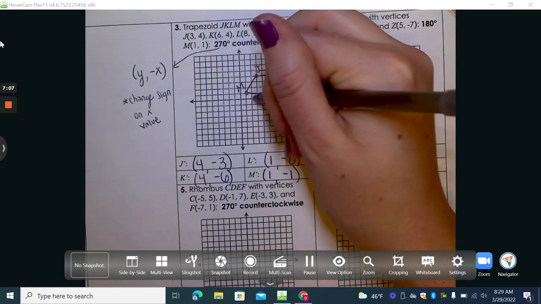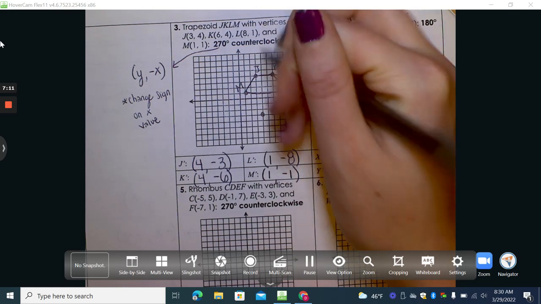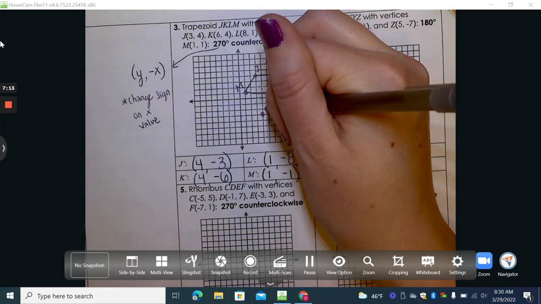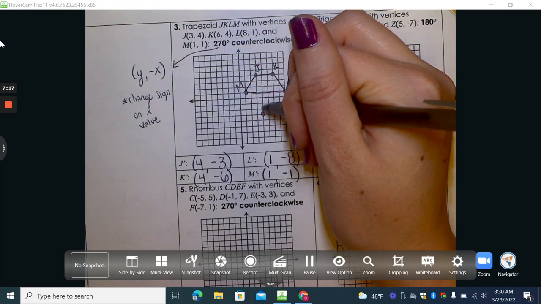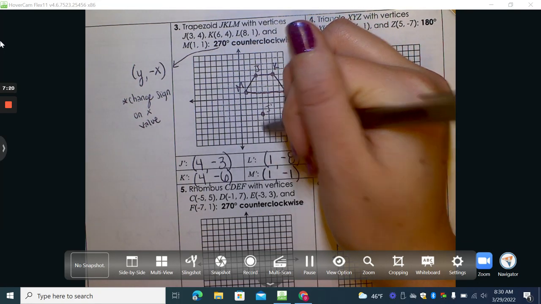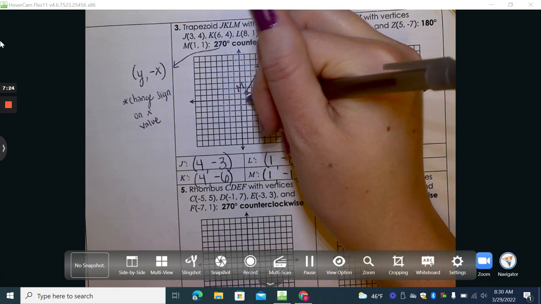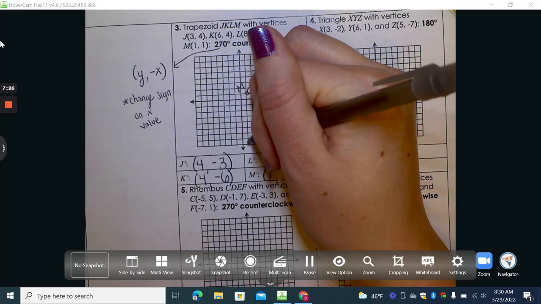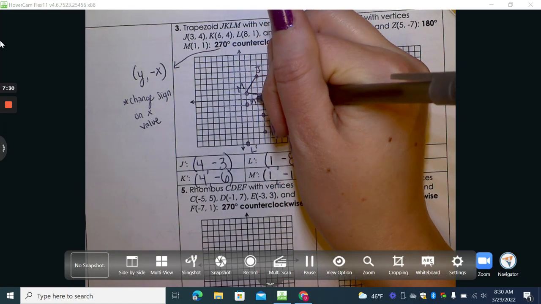Oh, whoops, wrong. For my J prime. -8 for L prime, and 1, -1 for M prime.